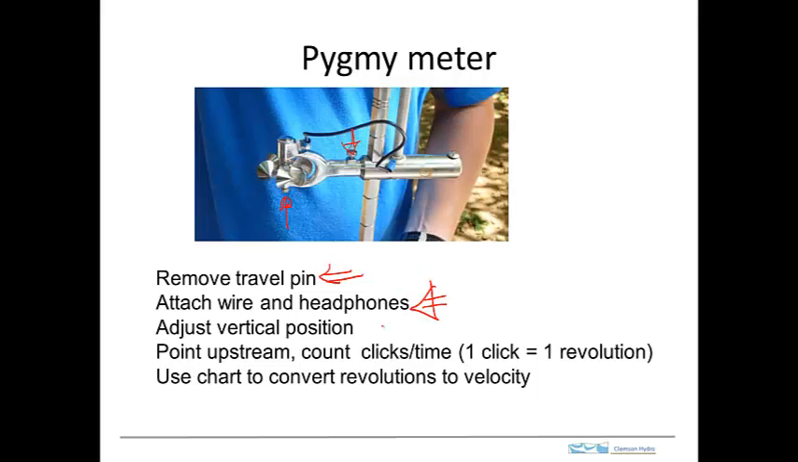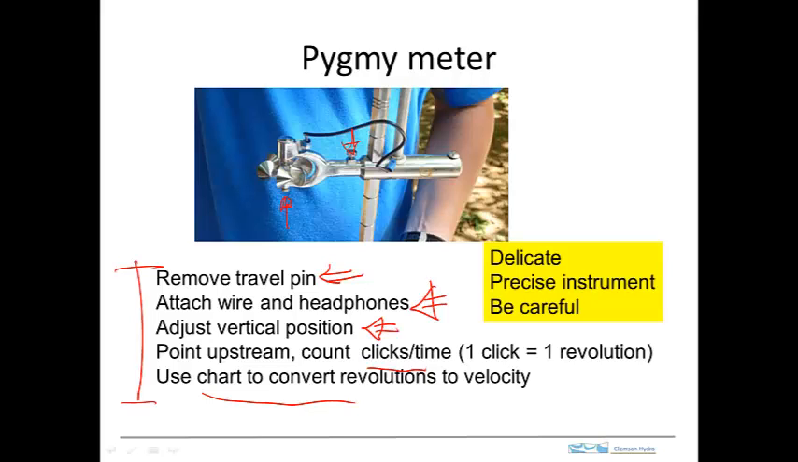Attach wire and headphones. Adjust the vertical position so it's at 6/10 depths. Point it upstream, count the number of clicks per unit of time, and then use a chart to convert the revolutions to velocity. So I made a video that describes this process and shows you in some detail what to do. So check that video out before you do the stream gauging. This thing is quite delicate, and it's a precision instrument, and it's fairly expensive, so please be careful with it.